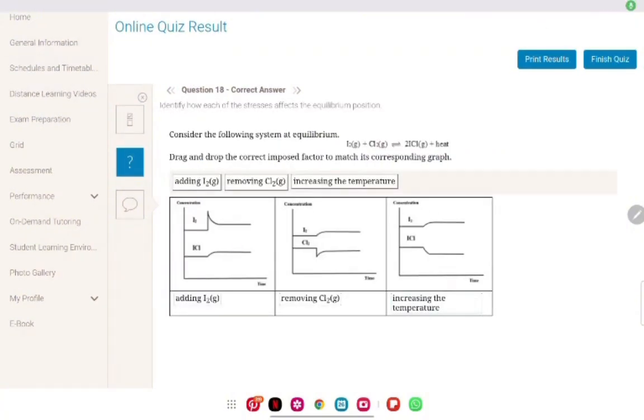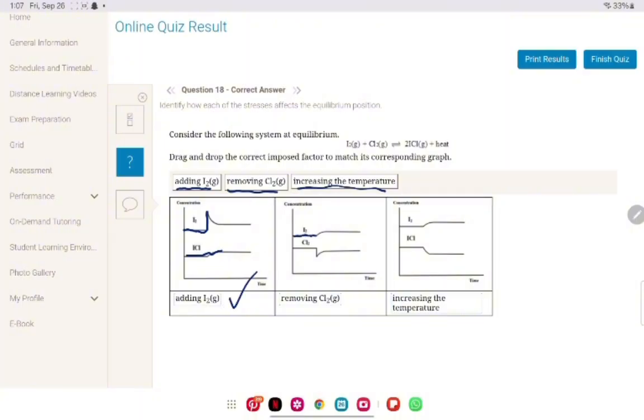We're gonna analyze the graph. Okay, it looks very confusing, but once you know it, it's so easy. Don't let the question scare you. So we have the options: adding I2, removing Cl2, or increasing the temperature. So you're gonna look at the graph. You're gonna see that I2 just jumped randomly and increased, and ICl just stayed normal. So from the options, what suits this graph most? Adding I2, because it increased, so this is correct.